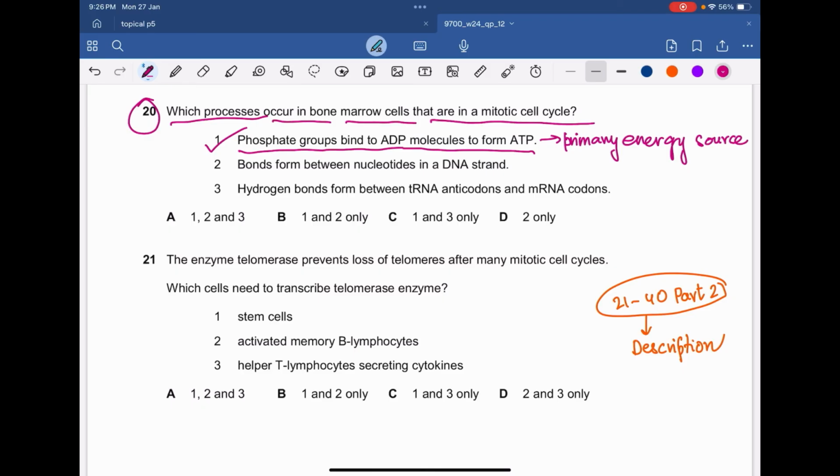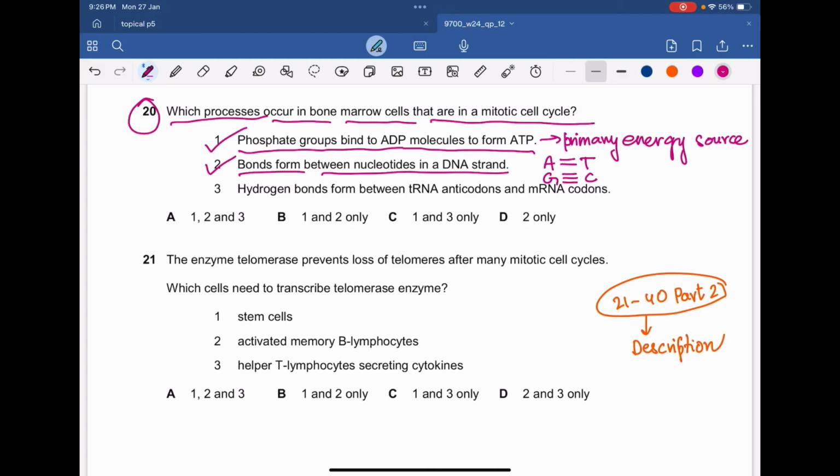So statement 1 is correct. Now let's move on to statement 2. It says that bonds form between the nucleotides in a DNA strand. Yes, this is also correct. The bonds form between the adenine and thymine and guanine and cytosine. Right, between adenine and thymine 2 bonds are formed, and between the guanine and cytosine 3 bonds are formed. So this statement is absolutely correct.